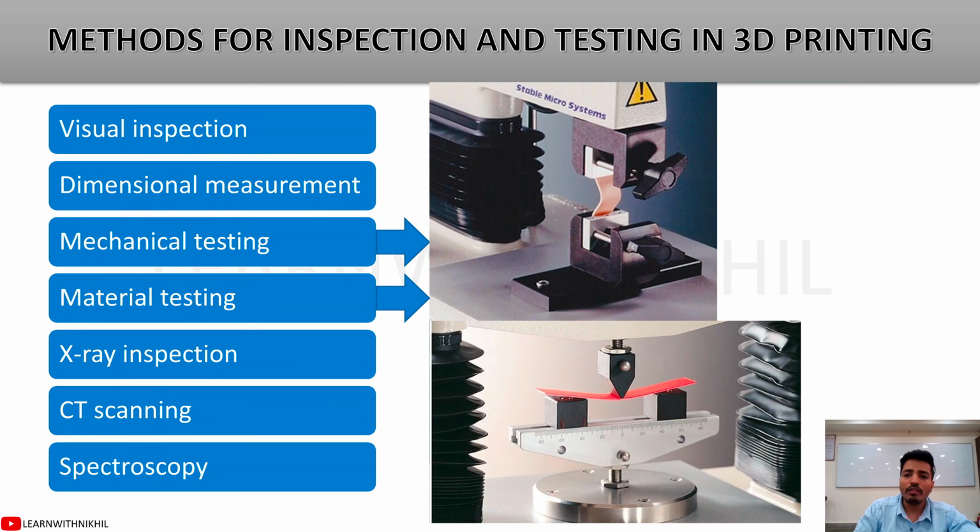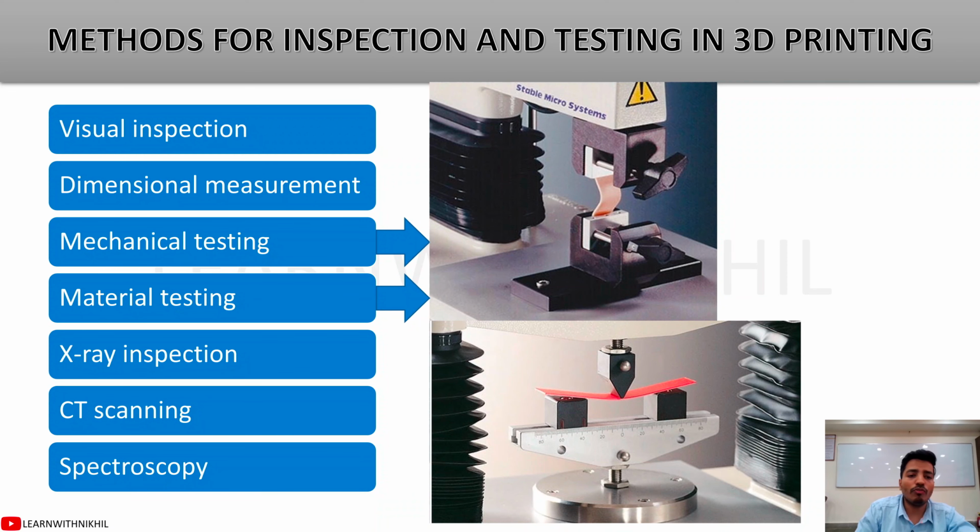Next is the mechanical testing. You have to test the total strength of your object. The samples are printed, and then using the machine, force is applied, and when it breaks, you get to know how much force your object or material can withstand. So this is the mechanical testing, which is also called material testing.